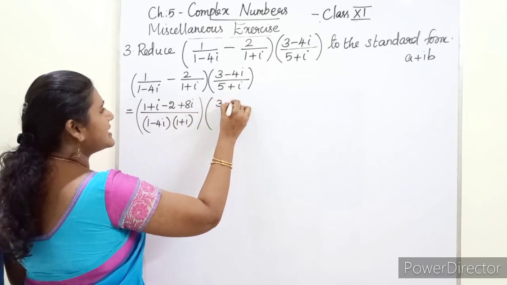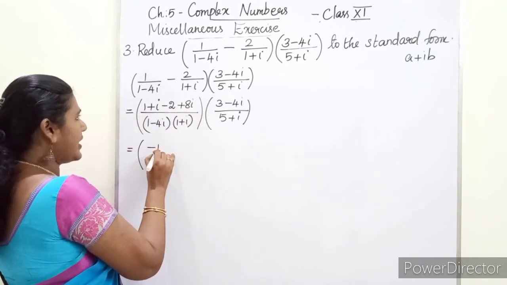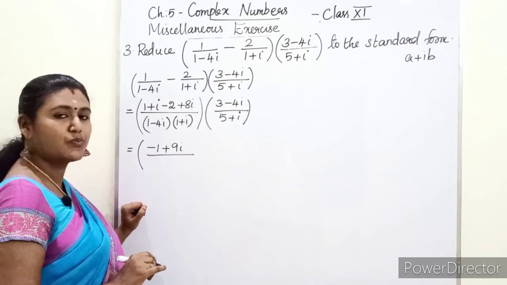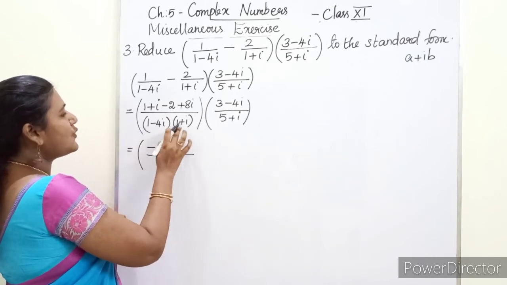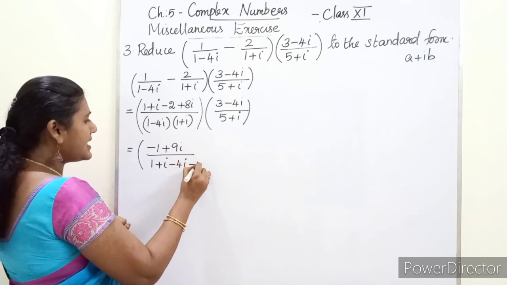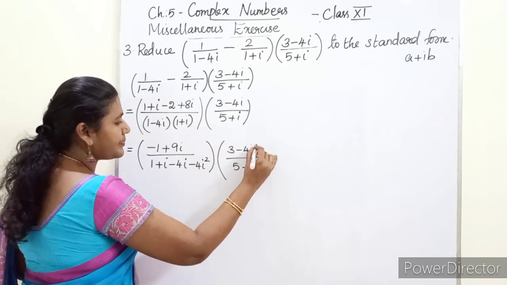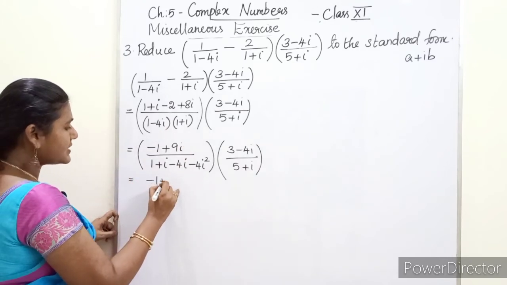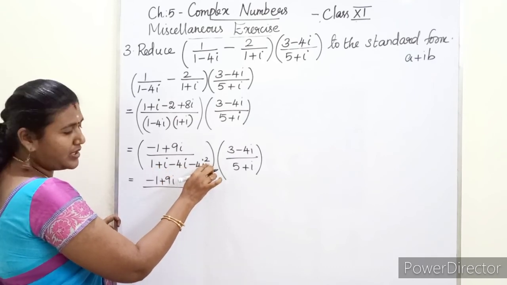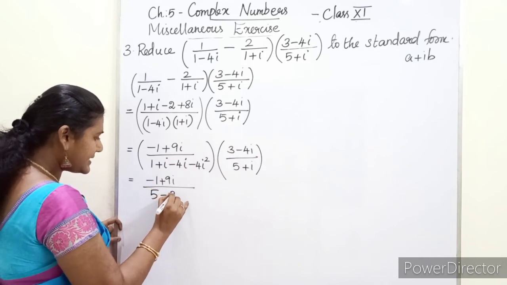Then the second term, that is 3 minus 4i by 5 plus i. In the numerator, 1 minus 2 is minus 1, and i plus 8i is 9i. So you will get the numerator complex number as minus 1 plus 9i, and the denominator we will find out as the product. So 1 into 1 is 1, plus i, minus 4i, minus 4i square. Here i square is minus 1, so minus 4 into minus 1 is plus 4. So 1 plus 4 is 5.